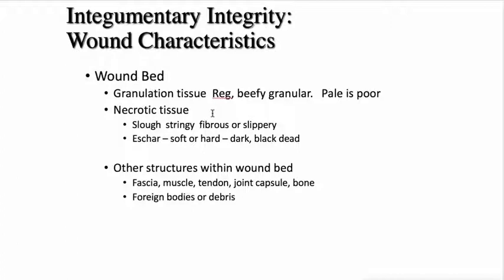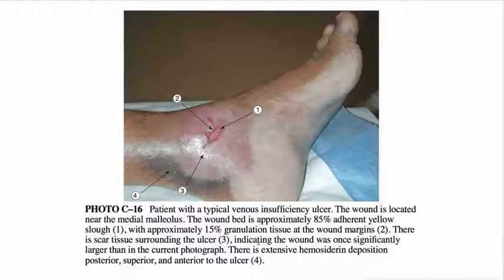I'm going to look at the wound bed. Is it granulated tissue? Is it regular, beefy, granular? Pale is poor. Is there necrotic tissue? Meaning, is it slough that's stringy and fibrous or slippery? Eschar that's soft or hard, dark, black, or dead? Other structures within the wound bed: fascia, muscle, tendon, joint capsule, bone, foreign bodies, or debris. You need to document all of that.